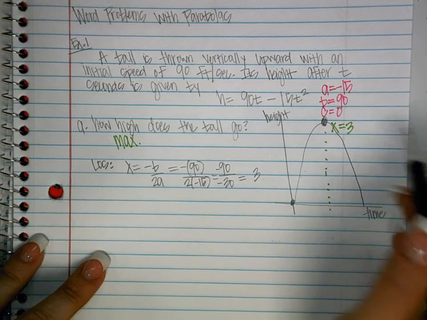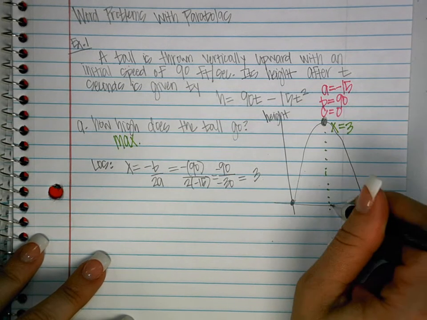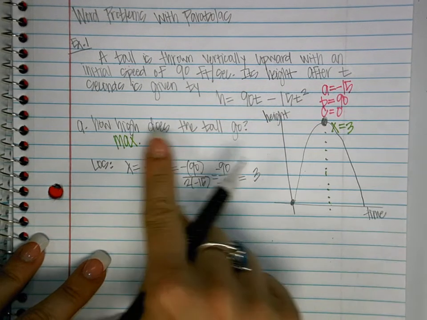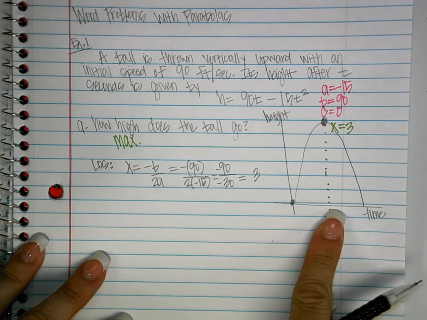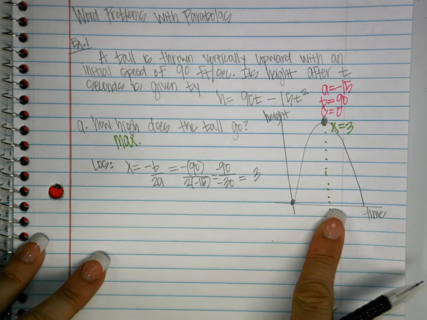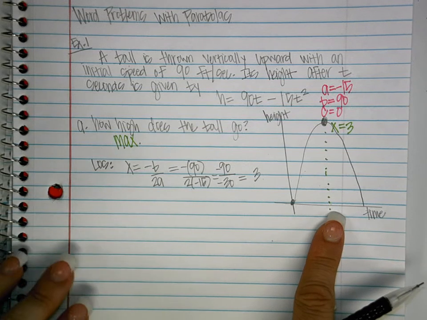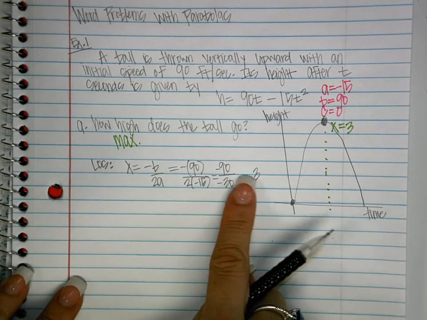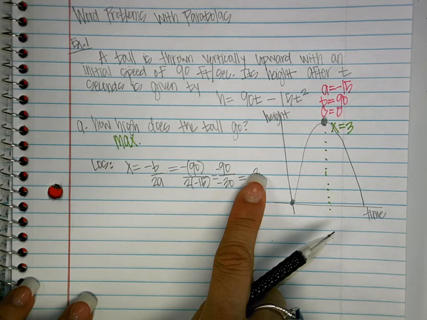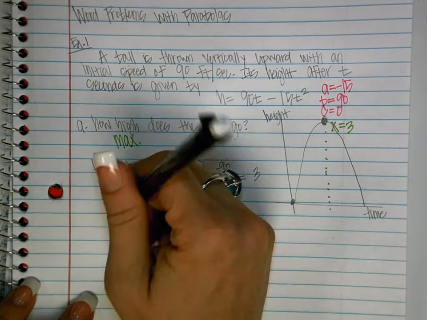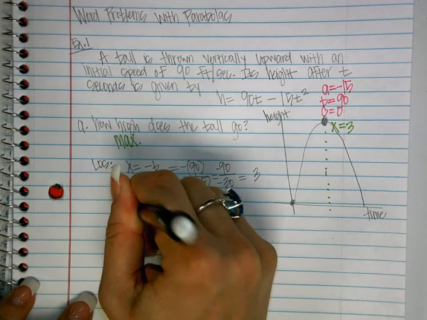So x equals 3, so we know that my time is 3. How high does the ball go? Does 3 seconds have anything to do with how high the ball goes? No, it's how long it takes to get there. So I'm not done yet. Now to find the height, I have to plug back in. We're going to find the y-coordinate of the vertex.